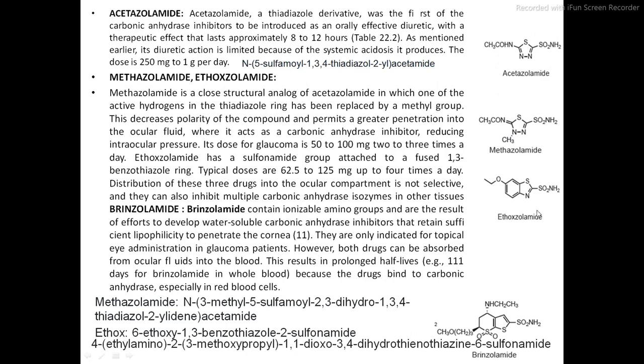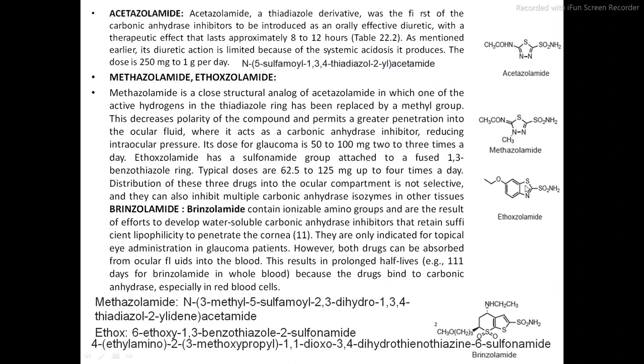Regarding the IUPAC nomenclature of ethoxzolamide, here it is mentioned. We started from the 6 ethoxy. So we started the numbering of the 1,3-benzothiazole from the sulfur. What is the name of this ring? That is 1,3-benzothiazole.